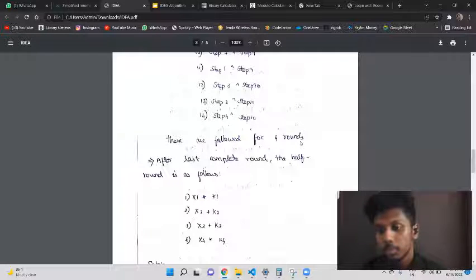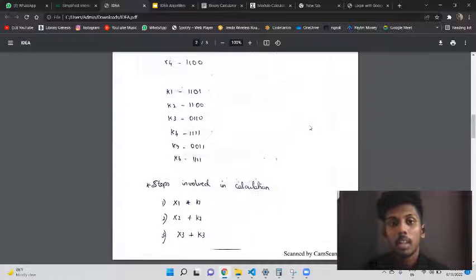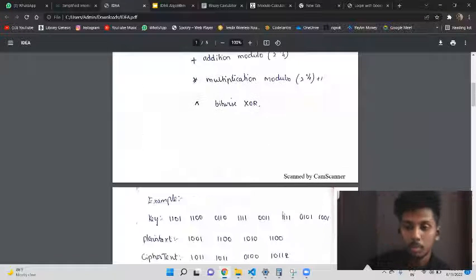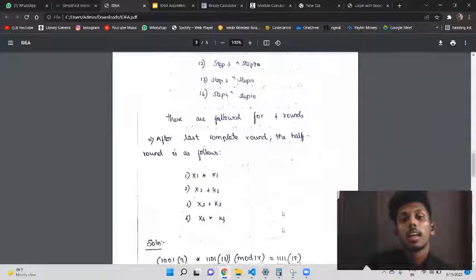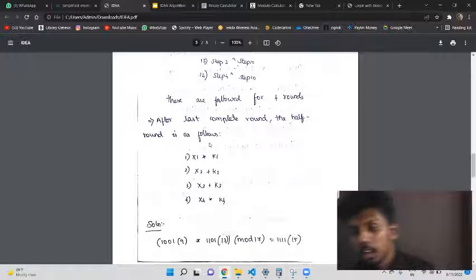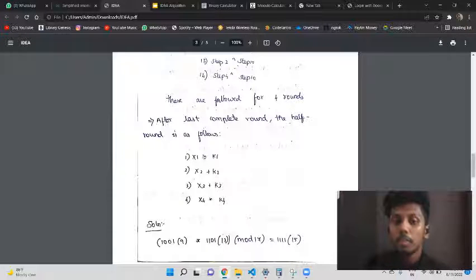Each round has these 14 steps, which revolve around the major operations I showed before: addition modulo, multiplication modulo, and bitwise XOR. After the last complete round, the half round is done. The half round uses only x1 multiplied by k1, x2 plus k2, x3 plus k3, x4 multiplied by k4.